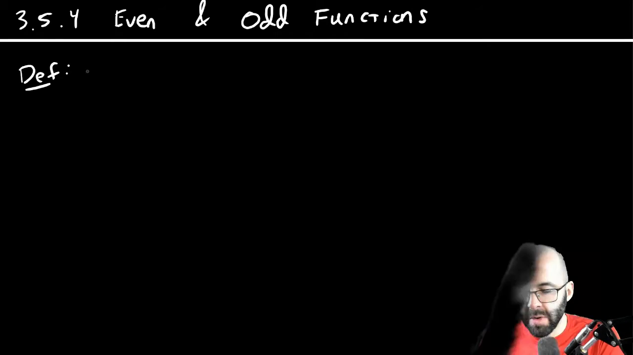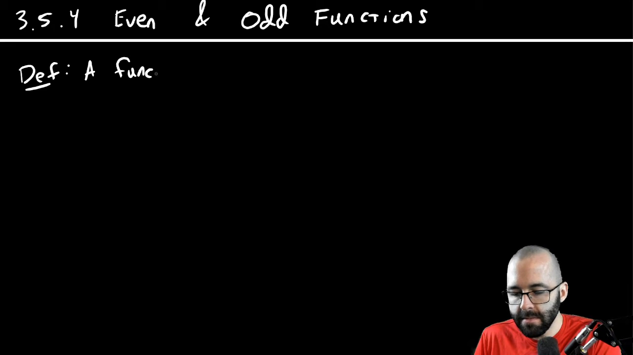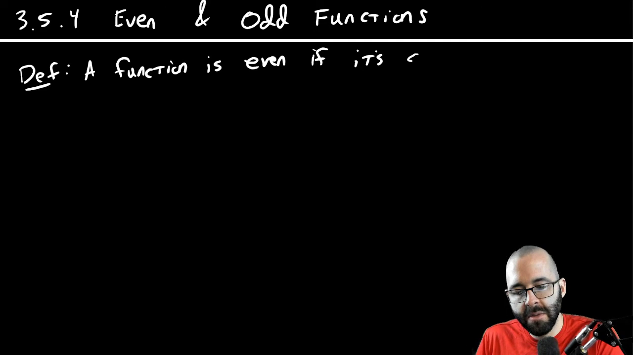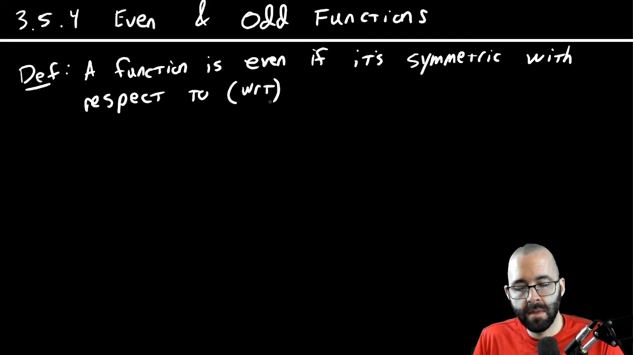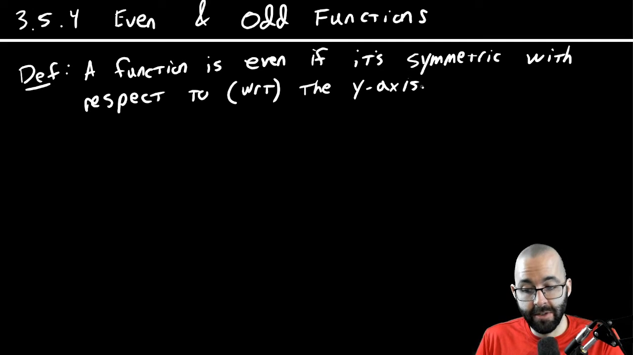Okay. So a function is even if it's symmetric with respect to, and oftentimes we abbreviate with respect to as WRT, with respect to the y-axis. That's part one of the definition.